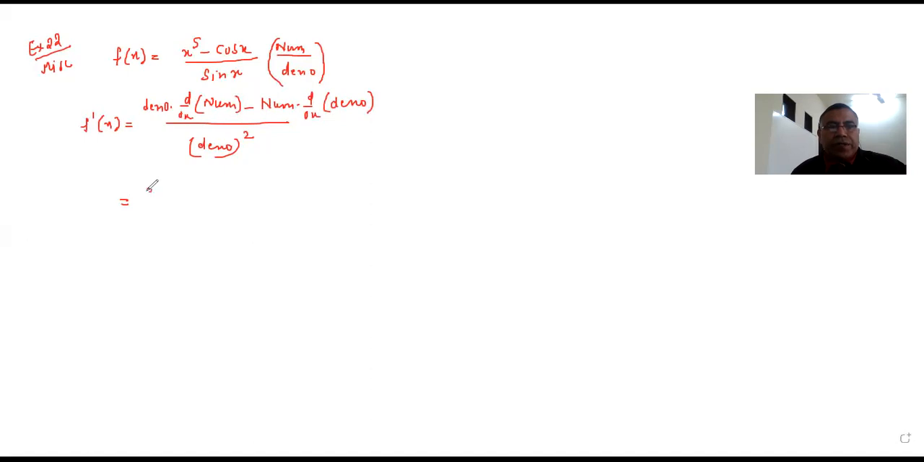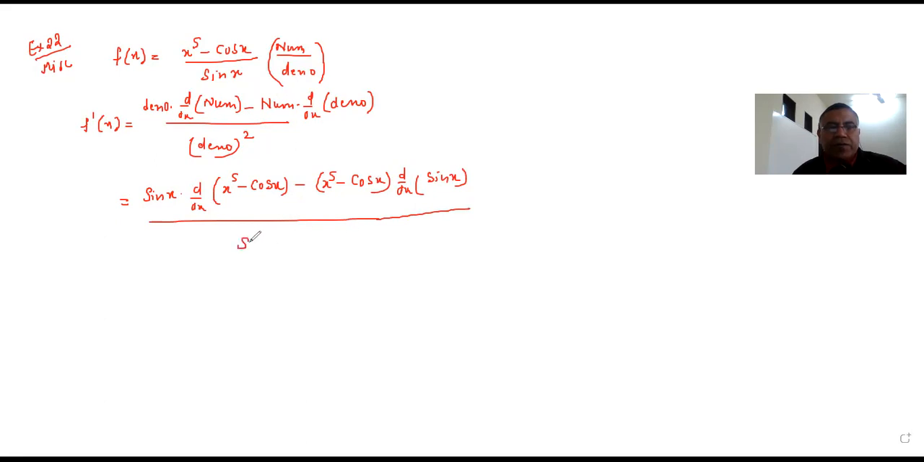So denominator is sin x into derivative of numerator. This is x^5 minus cos x, minus numerator as it is, x^5 minus cos x into derivative of denominator, divided by denominator का whole square. So denominator is sin x, so sin x का whole square.